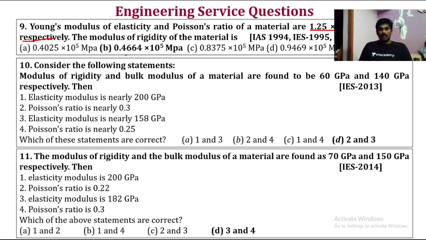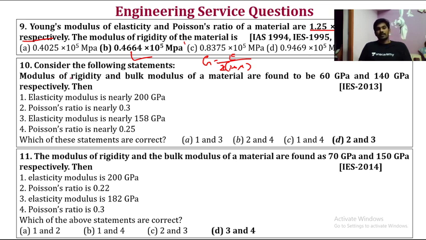So that is to be converted to the modulus of rigidity of the material, using the same equation, G is equal to E by 2(1 plus mu). Substitute the values and you will get the answer: 0.4664 × 10^5 megapascals. That is your answer.